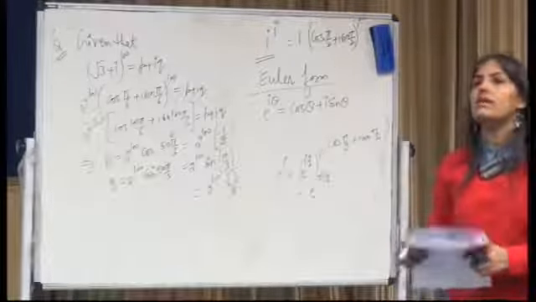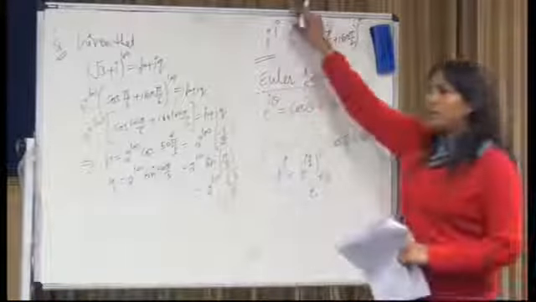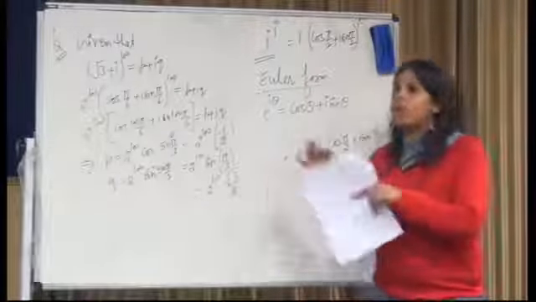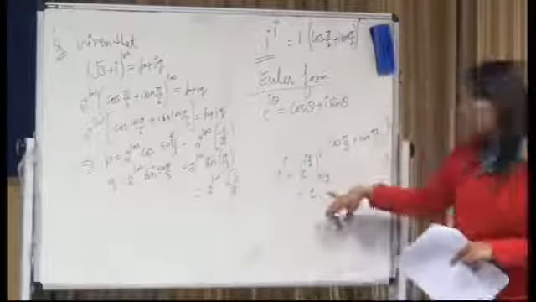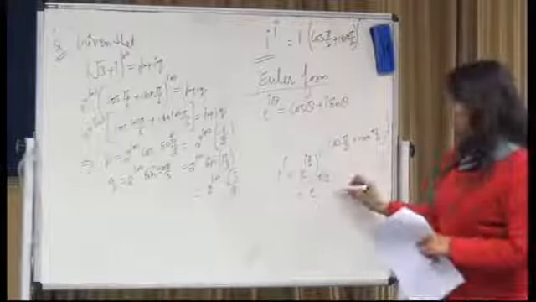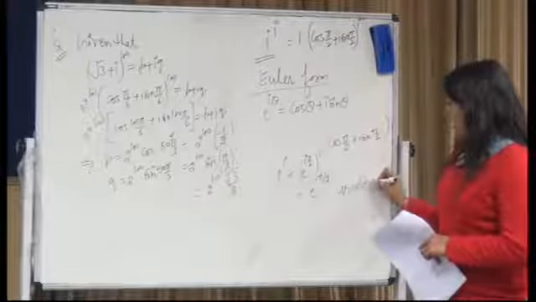Sometimes you people are asked whether iota to the power iota is a real number, imaginary number, purely imaginary, or purely real. This is how you get the options. So this is basically an irrational number. E to the power minus pi by 2 is an irrational number.